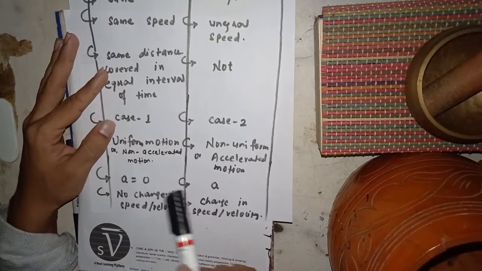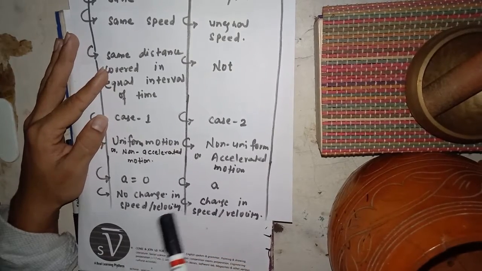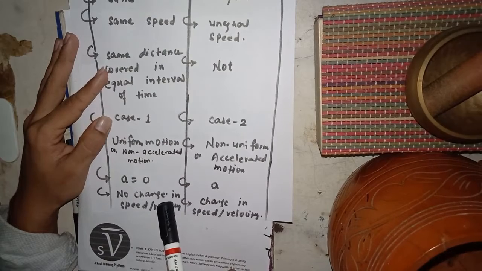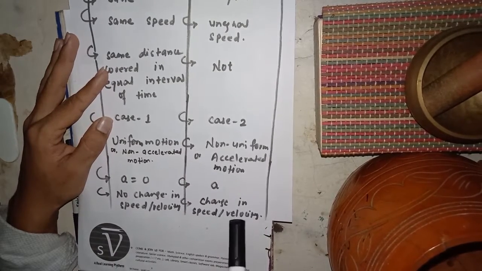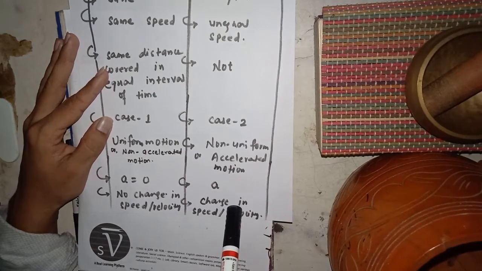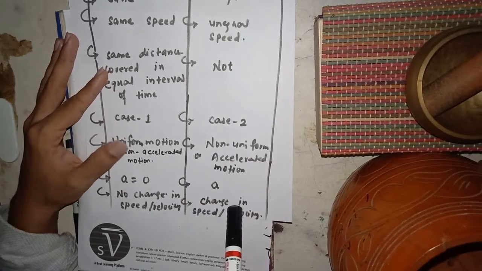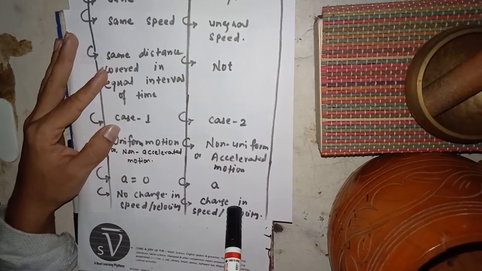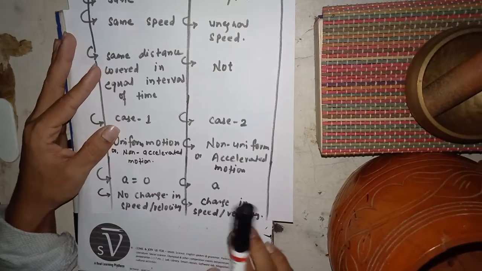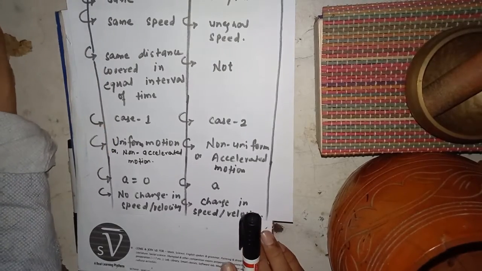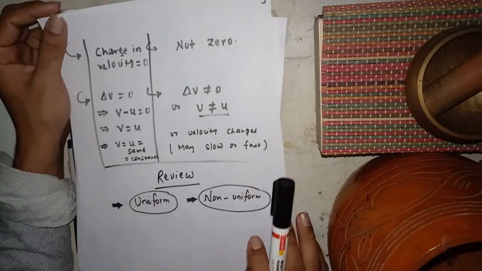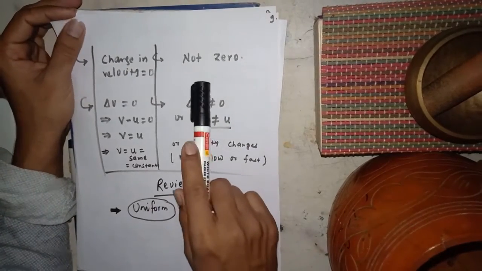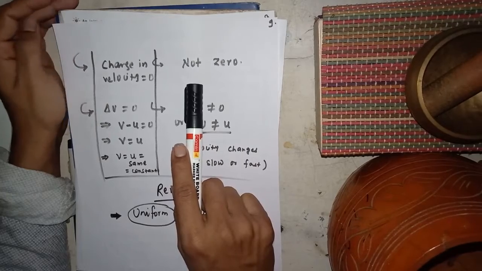It has some acceleration. Whether it is negative or positive, it doesn't matter. So in other words, you can say here speed never changes or velocity never changes. But in this motion, speed must change. And when the speed or velocity changes, acceleration comes every time. Have you got my point? So we can say that here change in velocity or speed is 0, but here change in velocity is not 0. Have you got my point?